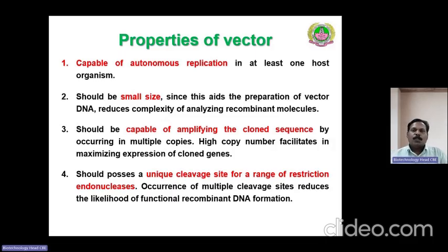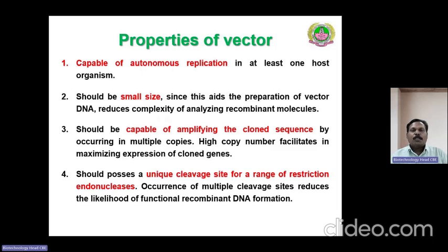The vectors which we choose for gene cloning should be capable of autonomous replication in at least one host organism. And these vectors must be smaller in size, which can aid in easy manipulation, as DNA manipulation techniques can be deployed more easily for a smaller vector compared to larger vectors. They also help in reducing the complexities associated with analyzing the recombinant DNA molecules. These vectors should be capable of amplifying the cloned DNA sequences in multiple copies. A high copy number will facilitate maximum expression of the foreign gene in the host systems.